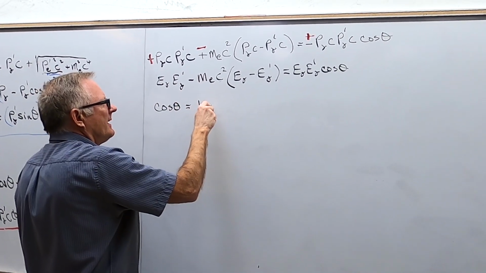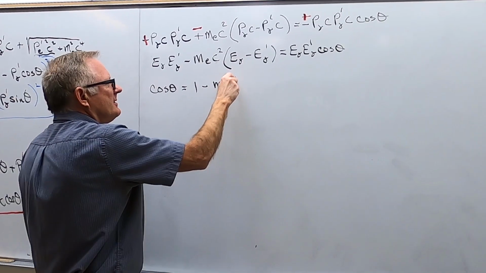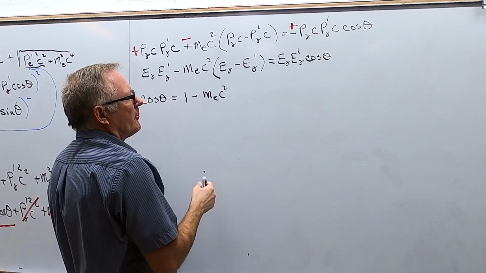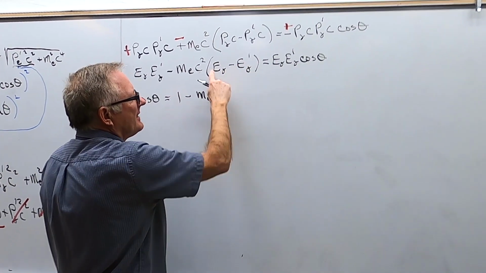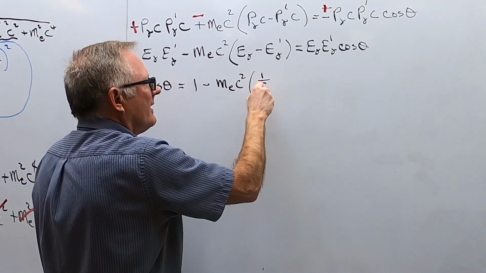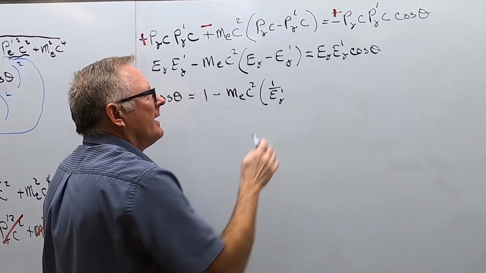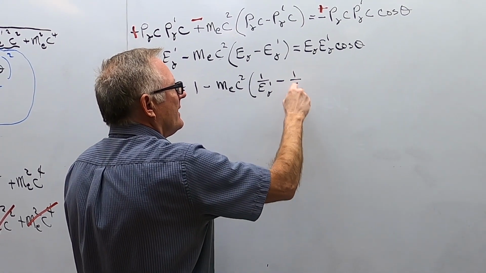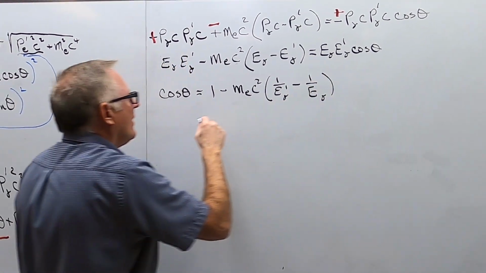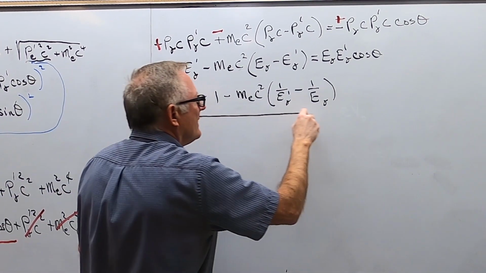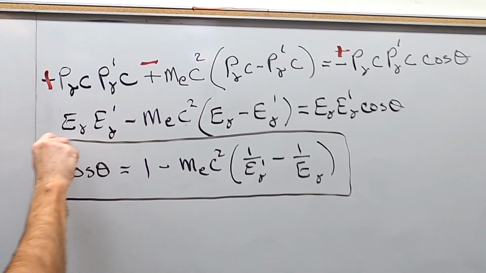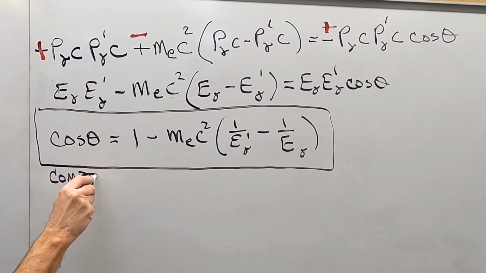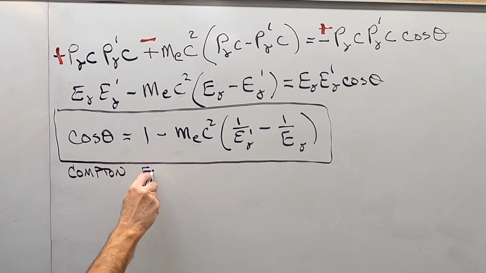And then we've got minus M sub E C squared, and I'm dividing it by E gamma E gamma prime. Well, if I divide this by that, it's just 1 over E gamma prime. And if I divide that by that, it's just 1 over E gamma, minus 1 over E gamma. Oh, okay, so there is the Compton formula.